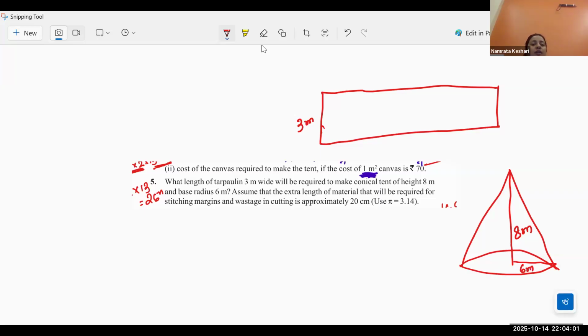What length of the tarpaulin 3 meter wide will be required to make a conical tent of this height and this base radius? Assume that extra length of the material that will be required for a stitching margin and wastage in cutting is approximately 20 centimeter. So extra length is also required. First of all, we will come to the extra length part. First of all, are you understanding? Just a moment, let me show you.